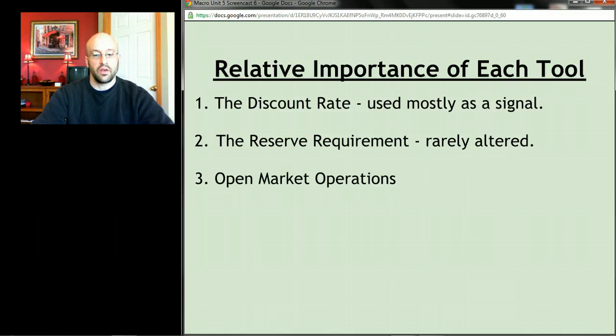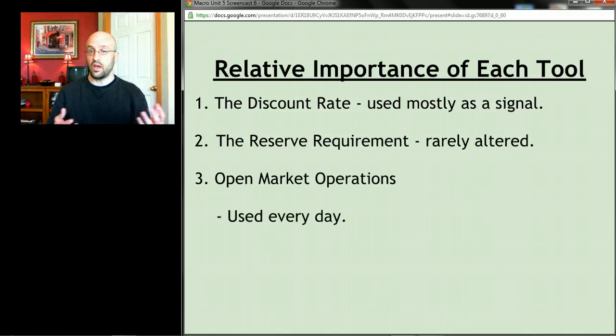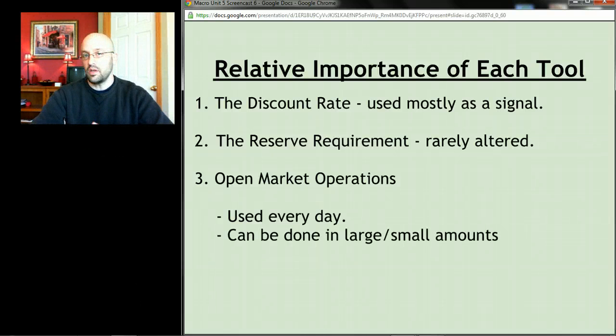Open market operations, on the other hand, are used all the time. In fact, they can be used every day. Every day, the Fed could be buying or selling government securities. It can be done in large or small amounts. They can buy $1's worth, they could sell $1 billion worth. And so they can calibrate what they need to do. And finally, they can reverse course really easily. They can buy government securities one day and sell them the next.